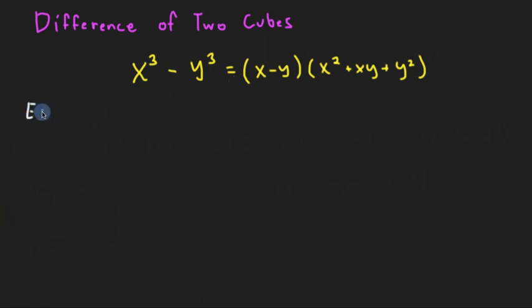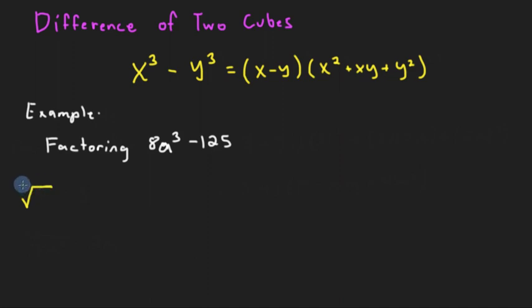So, for example, say we are factoring 8a cubed minus 125. So the first thing that we should do is to check if the terms are perfect cubes. So they are perfect cubes if we can get their cube roots.